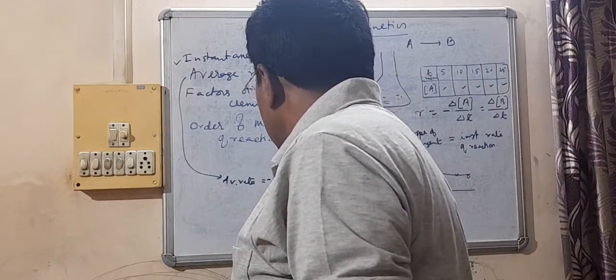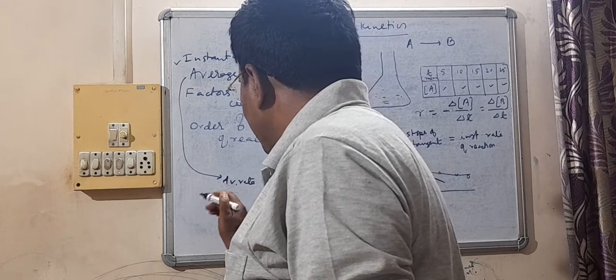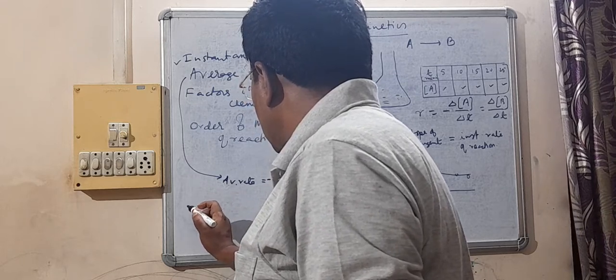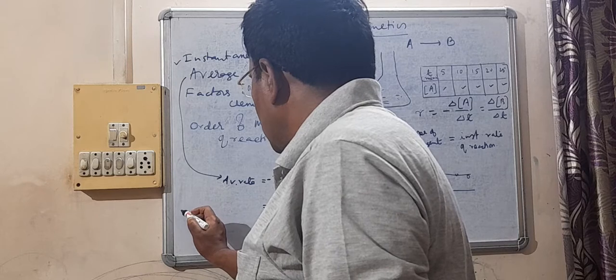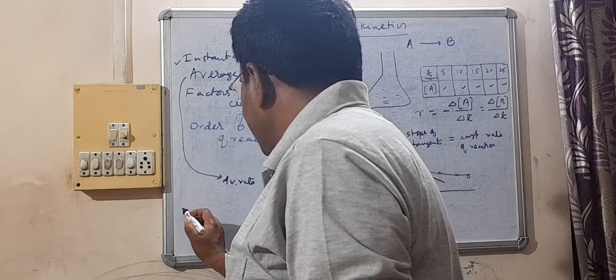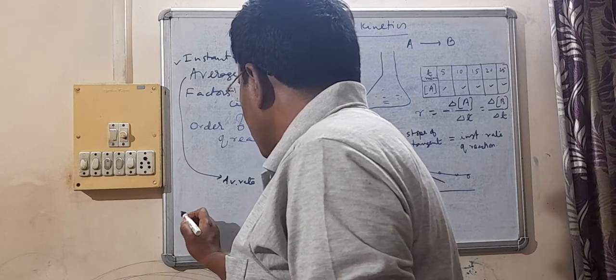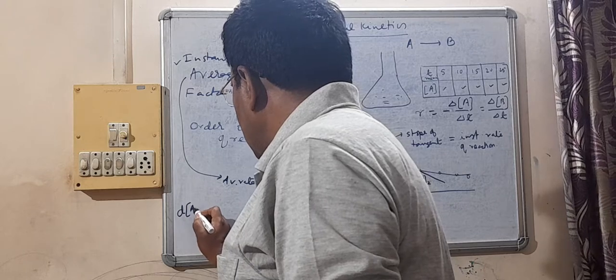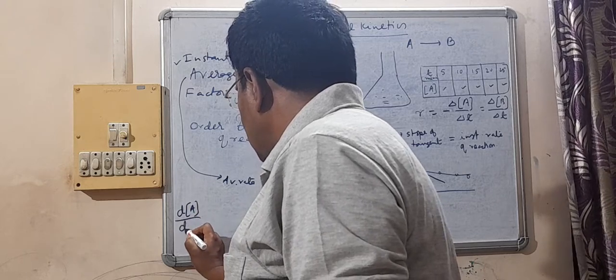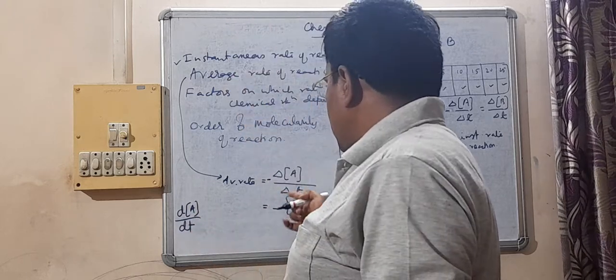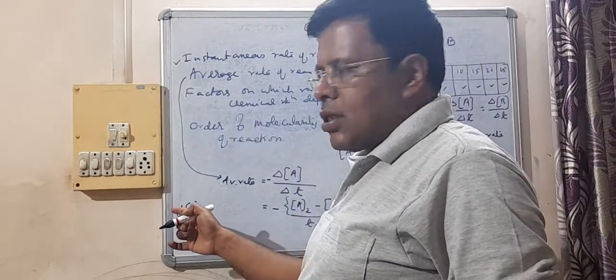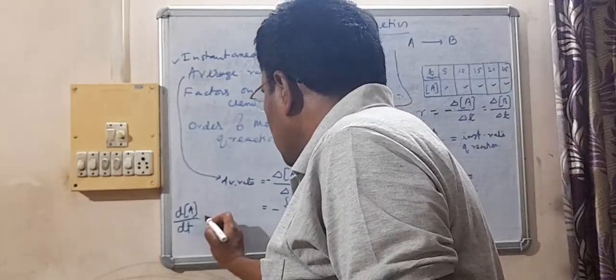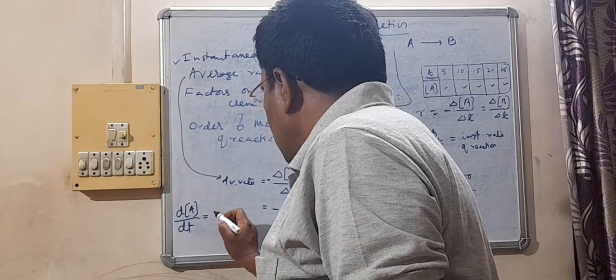So this, in calculus notation, you should know this thing. Suppose dA by dt. If this is the average rate, then this is called the instantaneous rate of reaction. So what will be the instantaneous rate of reaction?